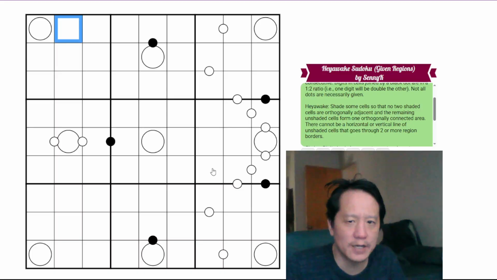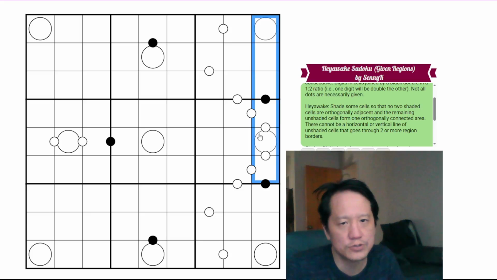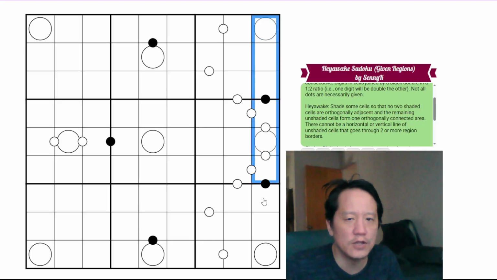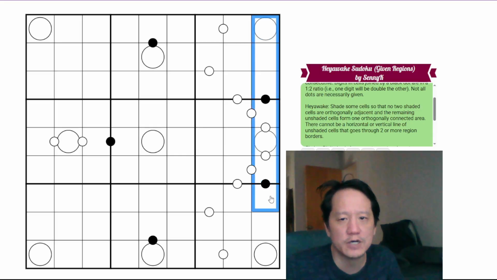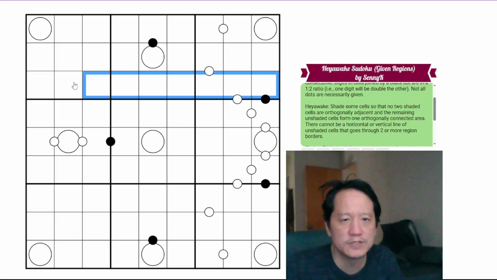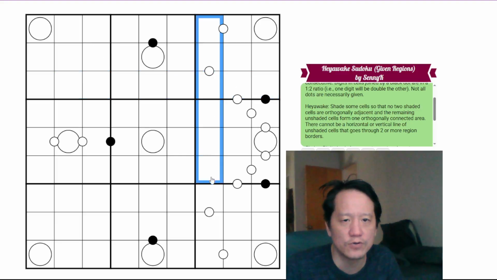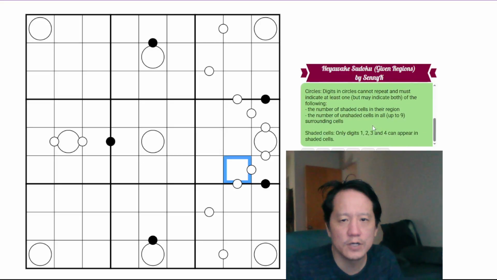And also, there cannot be a horizontal or vertical line of unshaded cells that goes through two or more region borders. So you can go through one, but say these were all unshaded. Then you could not have an unshaded cell here because that would go through two borders, which is not allowed. And the same thing for horizontal and vertical. Okay, so that's how Heyawake works.